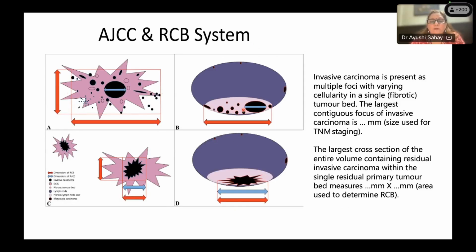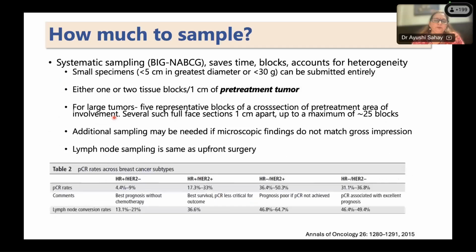Same for the node. So what do you do? Do you give one? Do you give the other? Most of the time we try to give both. We say the largest contiguous focus measures this much, and the total tumor bed size is this much, and accordingly we calculate the RCB from the total tumor bed size. So you try to give information in your report that covers both systems, and depending on the treatment protocols at your hospital, either one can be taken for treatment.